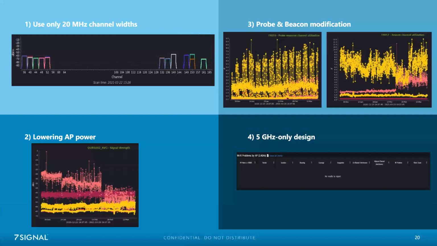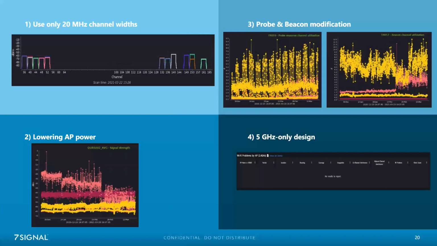Something we haven't really addressed right now is probe and beacon modification, which is really interesting and is really going to be solving the problem that is the problem. And then moving to a 5 gig only design, 5 gig band.